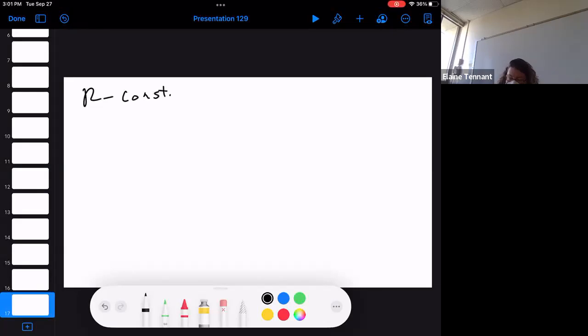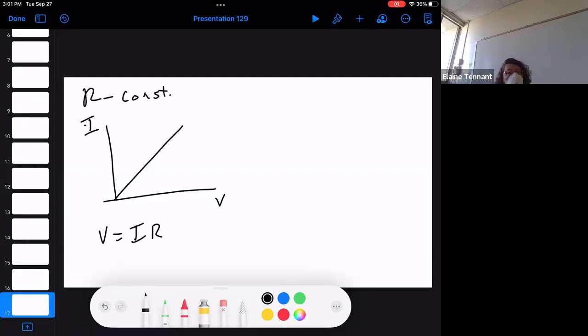So for R being constant, I put a battery across some object, and I will see, I put more voltage, I get more current in a very linear sort of way, where the slope of this line is actually 1 over R. Yeah, it would be a straight line because my R would be constant.